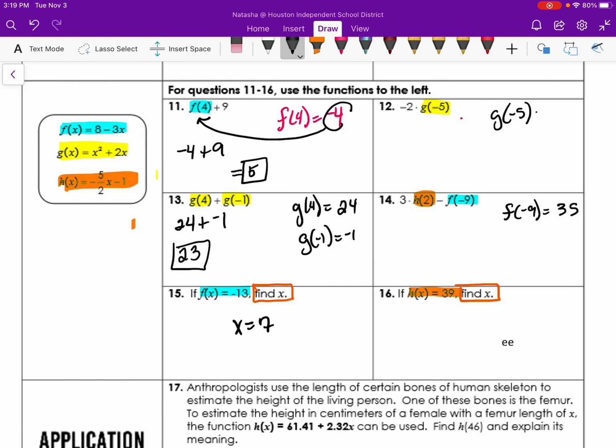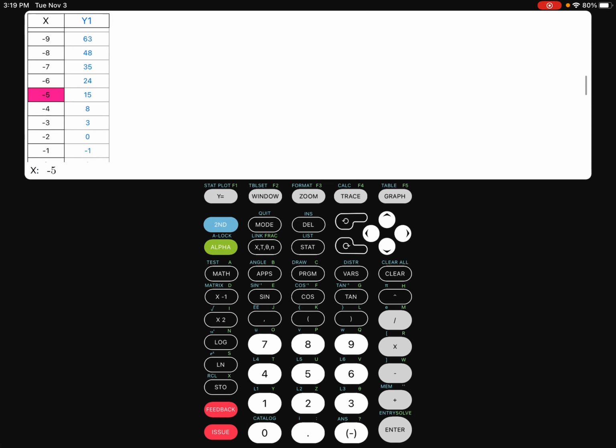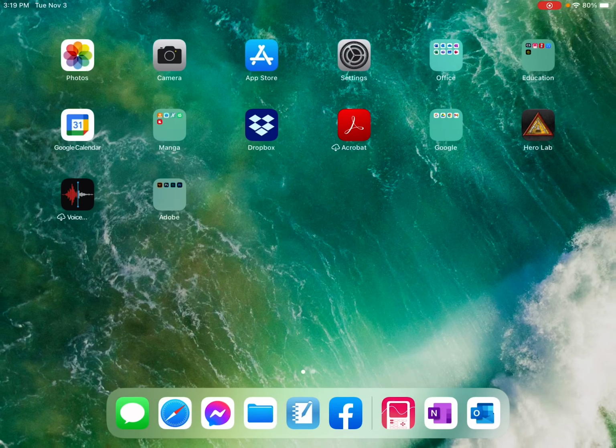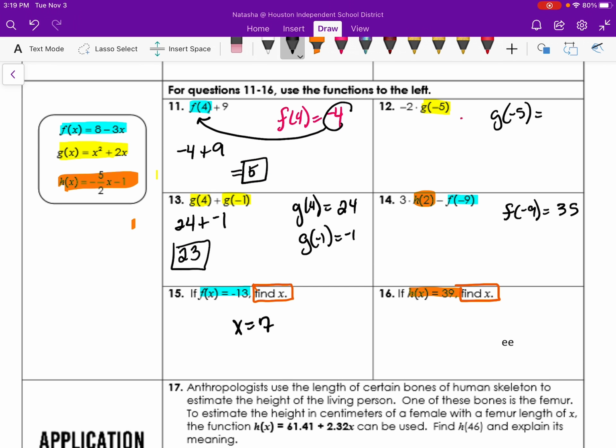We're also looking for g of negative 5. g of negative 5 is going to give me 15. Now, we're saying negative 2, and then that little dot there means multiplication. So that's going to be negative 2 times 15, which is going to give me negative 30.